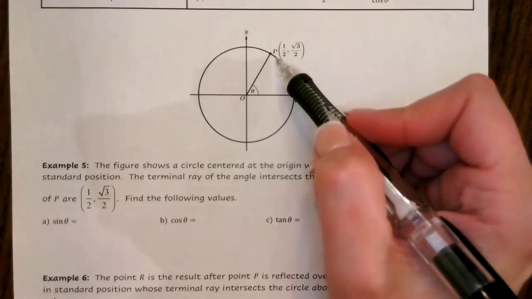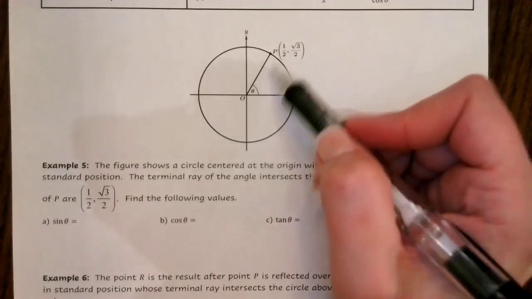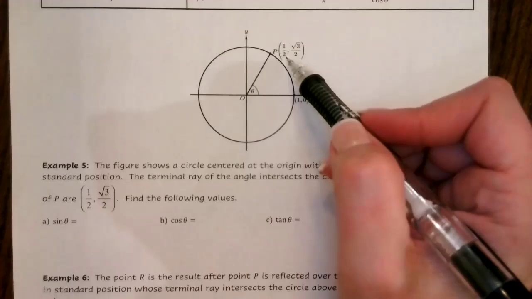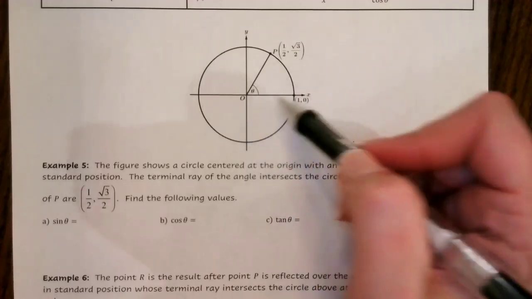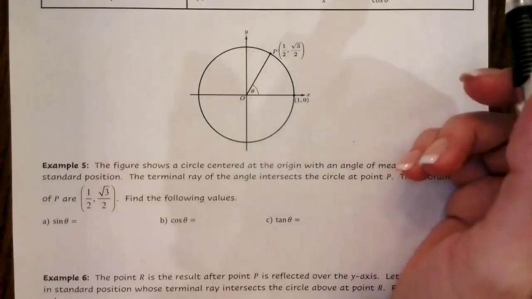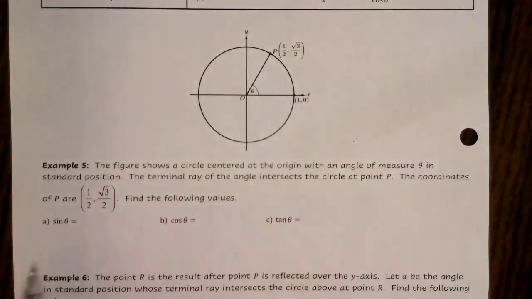They've given us the point P here on the unit circle, and its x value is 1/2, its y value is the square root of 3 over 2, and it is a radius of 1, so this is the unit circle. It tells us the figure shows a circle centered at the origin with an angle measure of theta in the standard position. The terminal ray of the angle intersects the circle at point P. The coordinates of P are 1/2, square root of 3 over 2. Find the following values: sine, cosine, and tangent.